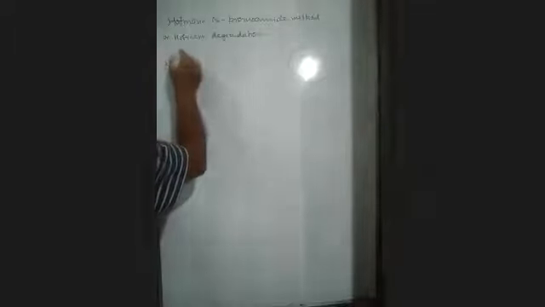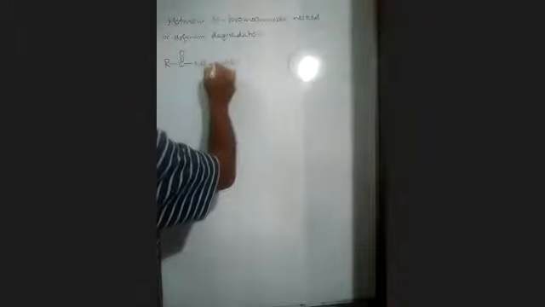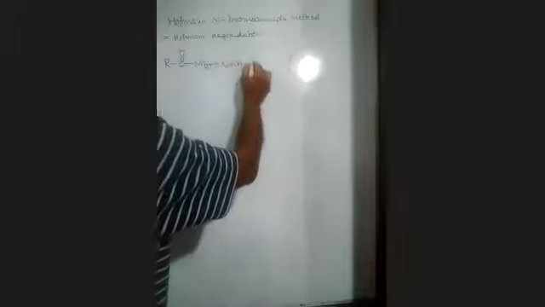And they have mentioned that if you have taken any primary amide and treated with a cold solution of sodium hydroxide and bromine, it gives you a corresponding primary amine which contains one carbon less than the original amide.